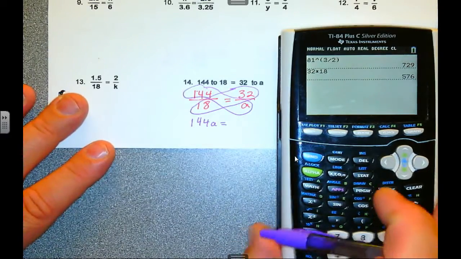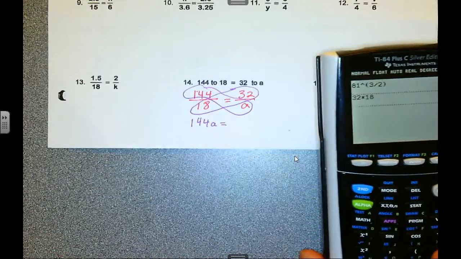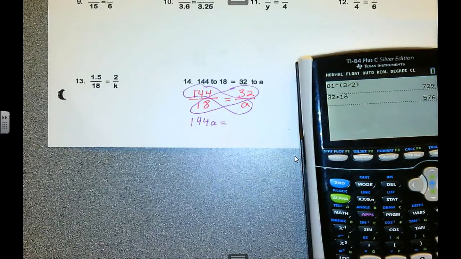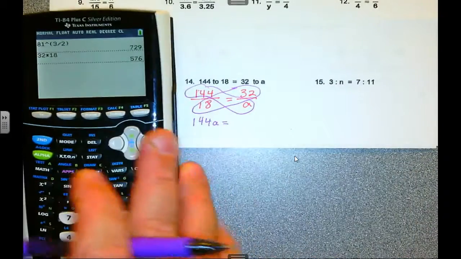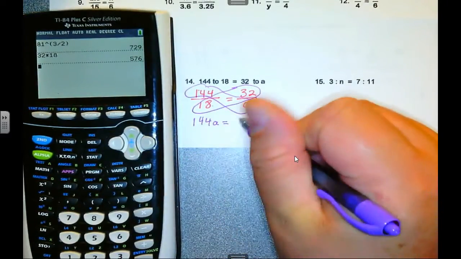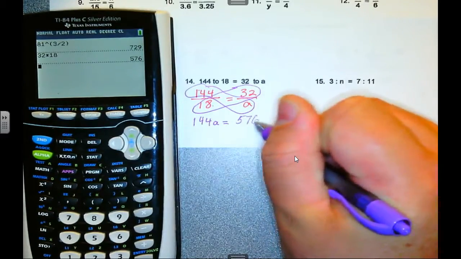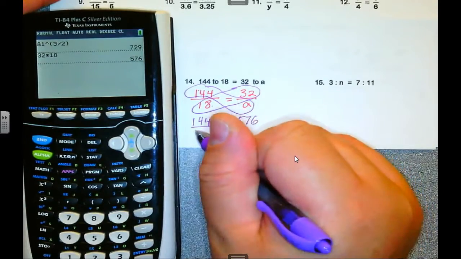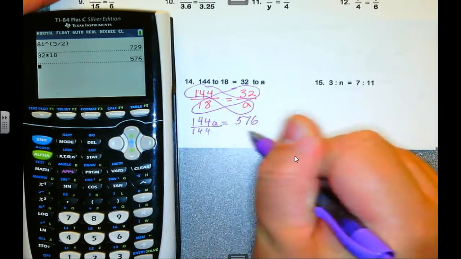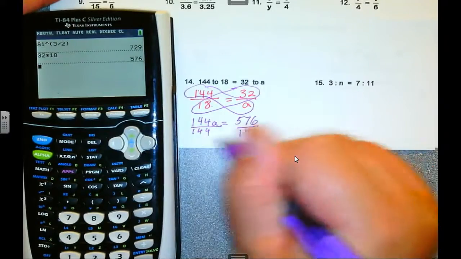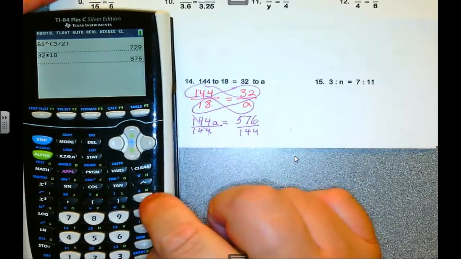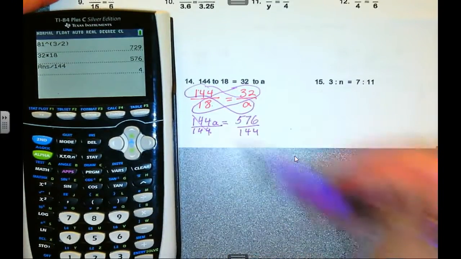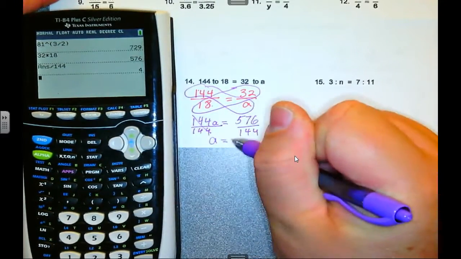576. Now you could, after you do enough of these, pretty much do these in the calculator. Yeah, 18 times 32 is 576. I have 576 in the calculator. I know I'm going to be dividing by the coefficient 144. So all I have to do is hit divide by 144 and hit enter, and I get my answer, a equals 4.